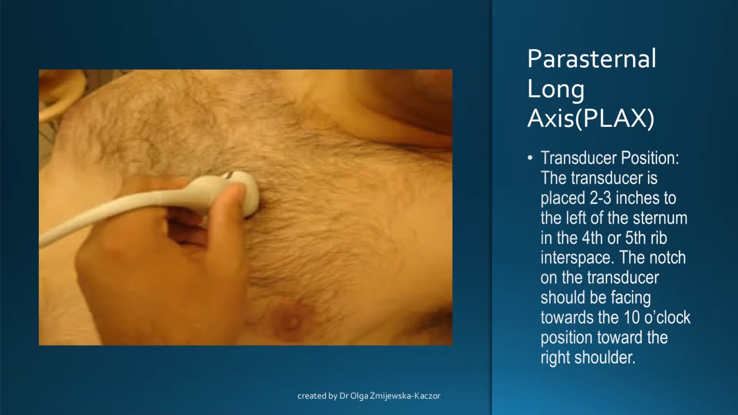The next view is the parasternal long axis view, otherwise called PLAX, and I must say it's one of my favorites. If you look at the transducer, the notch indicator of the transducer is pointing towards the patient's right shoulder, and you have to position the probe about 2 centimeters next to the sternum in about the 3rd or 4th intercostal space.